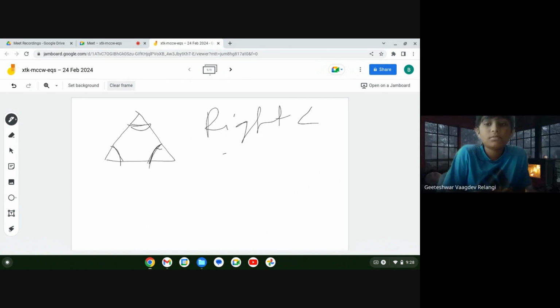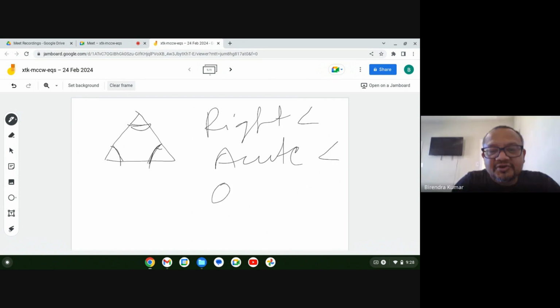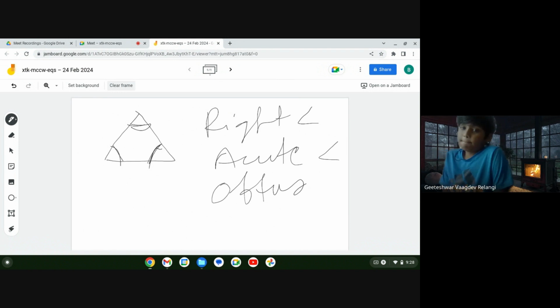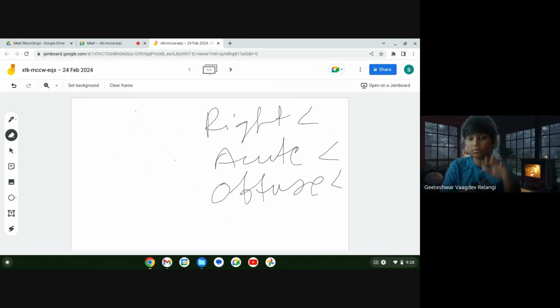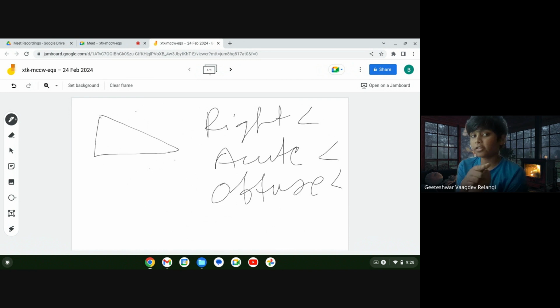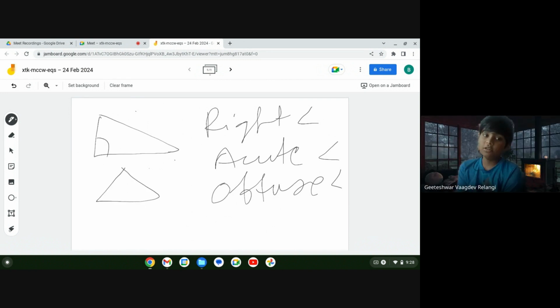acute angle, and obtuse angle. So, based on the angle, there are three types of triangles: a right triangle, an acute triangle, and then an obtuse angle triangle.